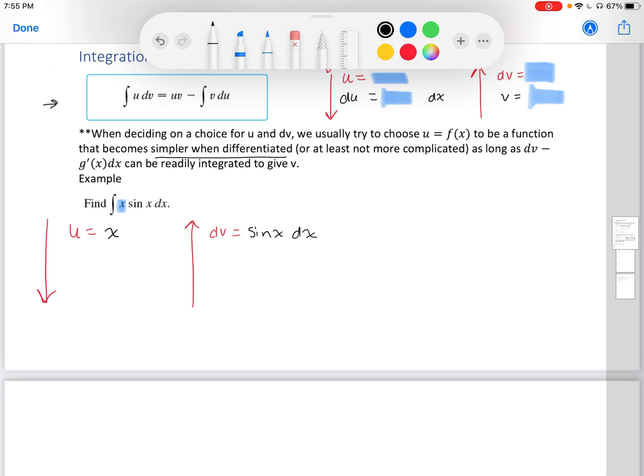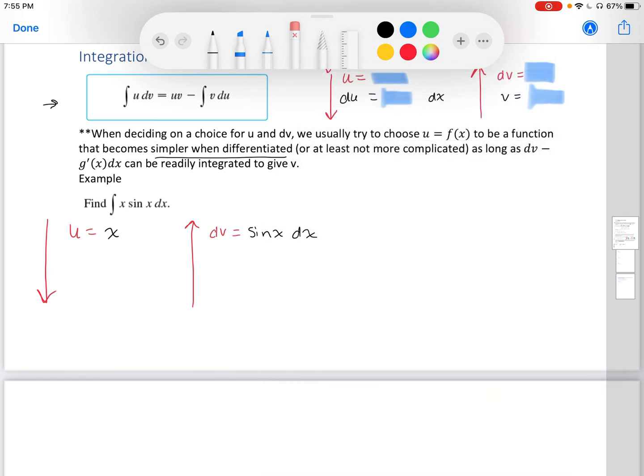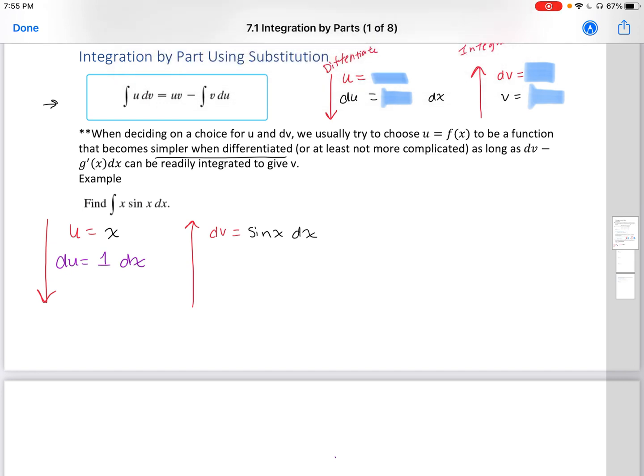Okay, now we have every part of our function labeled. Let's go ahead and actually apply the derivative and the integral. Our derivative gives us du is equal to 1 dx. And for the other one, we're integrating, which gives us v is equal to the integral of sine of x, which is negative cosine of x.